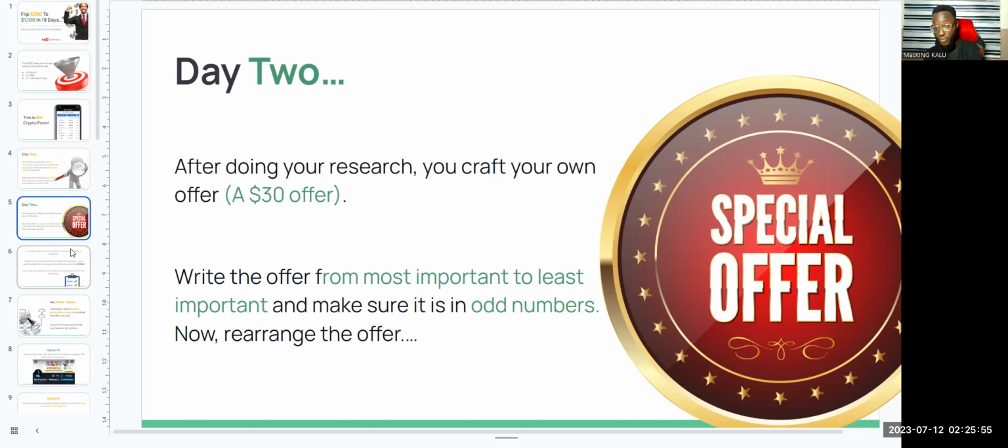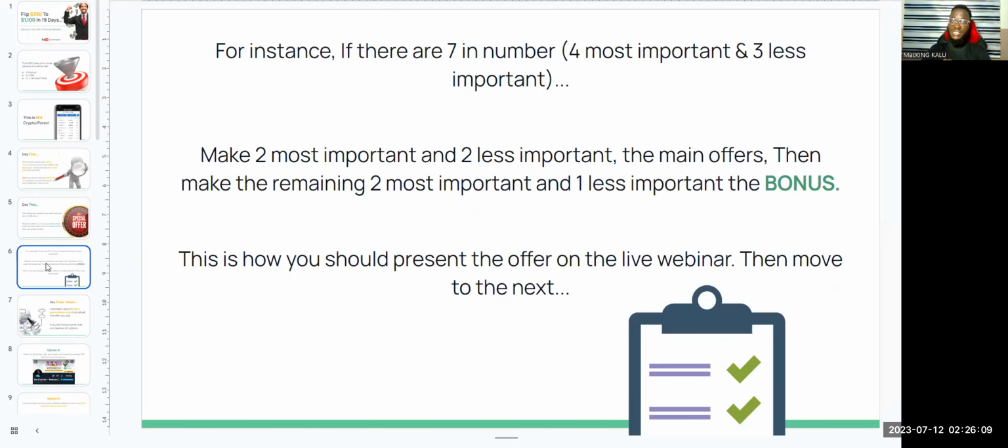The least important part of the offer is the bonuses. So that's how most of you do it. But I'll show you a different way you can do it. Once you've written down your offer from most important to least important, and you've made sure that they are in odd numbers, then the next thing you need to do, let's say there are seven.